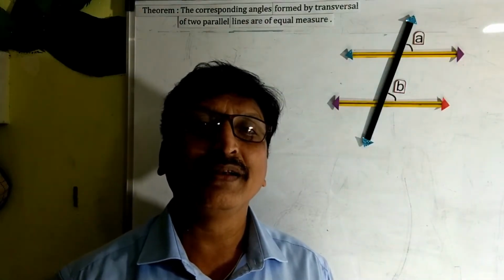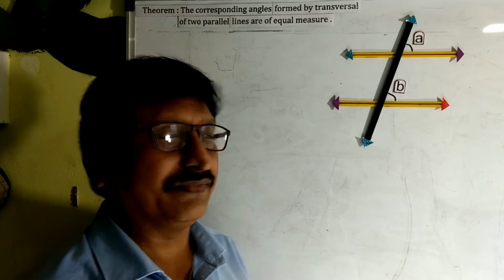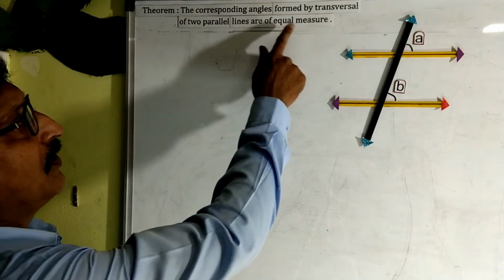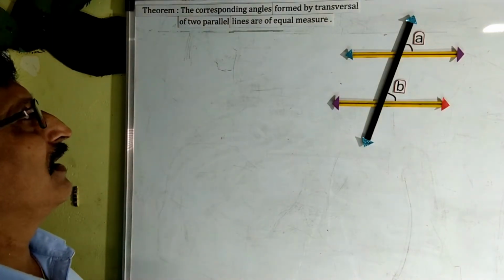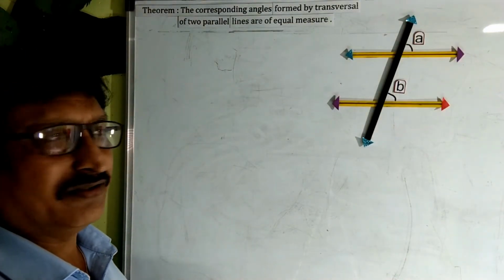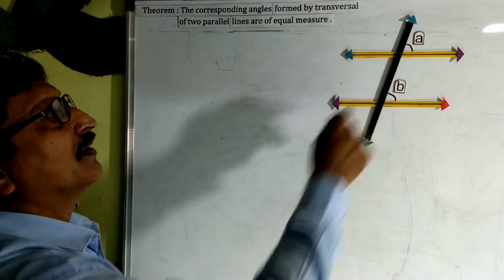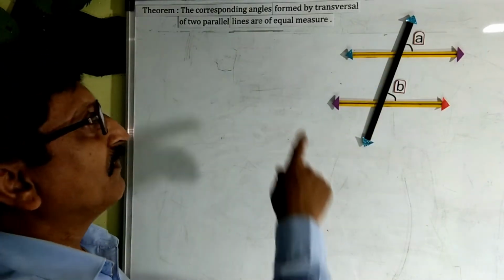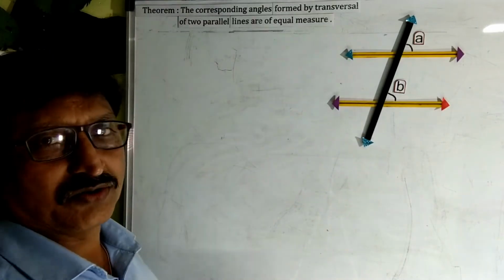Well, today we are going to learn some theorems. What is the first theorem here? The corresponding angles formed by a transversal of two parallel lines are of equal measure. That means you have to take a figure, and whatever information is given in your theorem, with the help of that information you have to draw a figure.